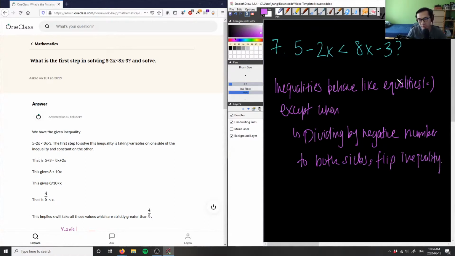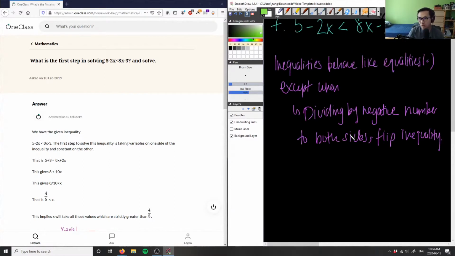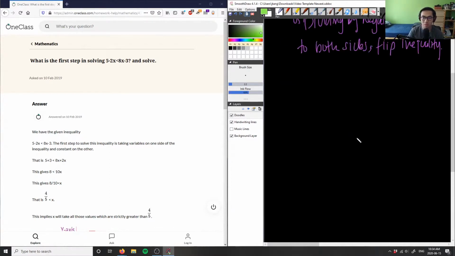So let's say when we're doing some algebra here, we're going to divide by, let's say, -2 to both sides. If we divide by -2 to both sides, we flip the inequality. So instead of less than, this would become greater than if we divide by a negative number. There's only one exception to this. So if we recognize that we have to divide by a negative number to solve a problem, then we flip the sign. So let's treat this as an equality then.